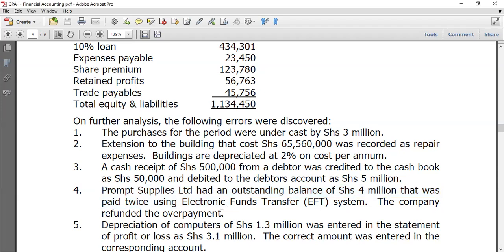Now, one of the things that you need to understand here is that if they are telling us that the company refunded the overpayment, because it had an outstanding that was paid twice and it refunded, ideally this would mean that the error was corrected along the way. Basically, by them refunding, it corrected the error that was initially done. So there is basically no error to be corrected in this transaction. I believe you get it, because we paid them twice and they refunded the amount of money. So here there is no error that needs to be corrected.